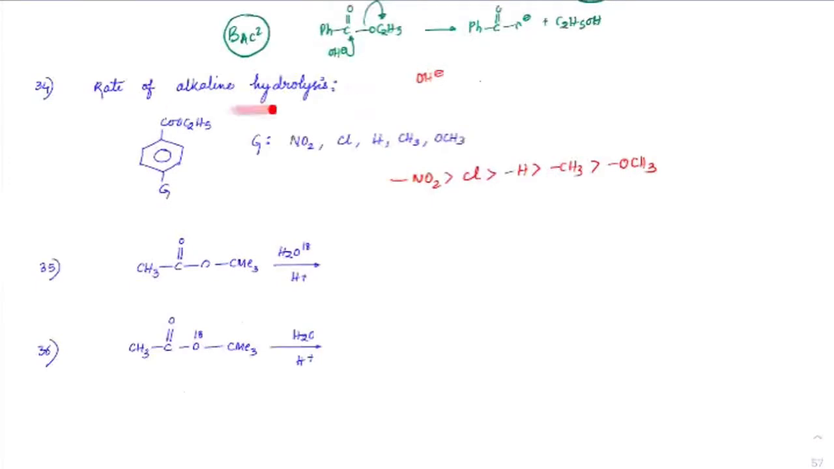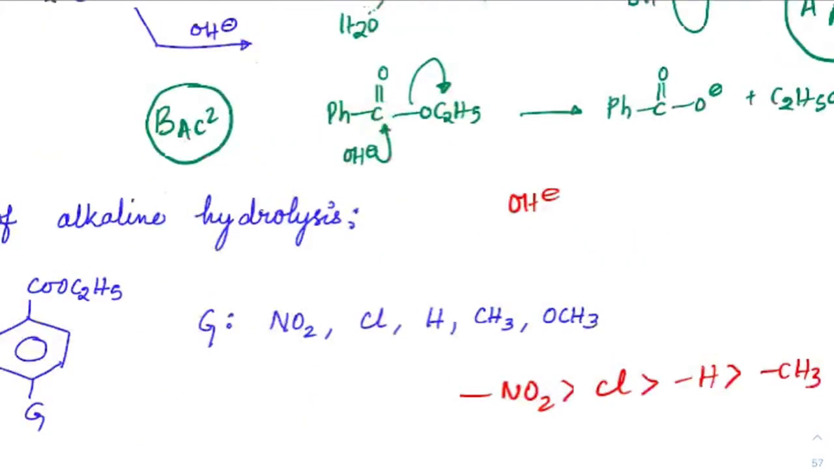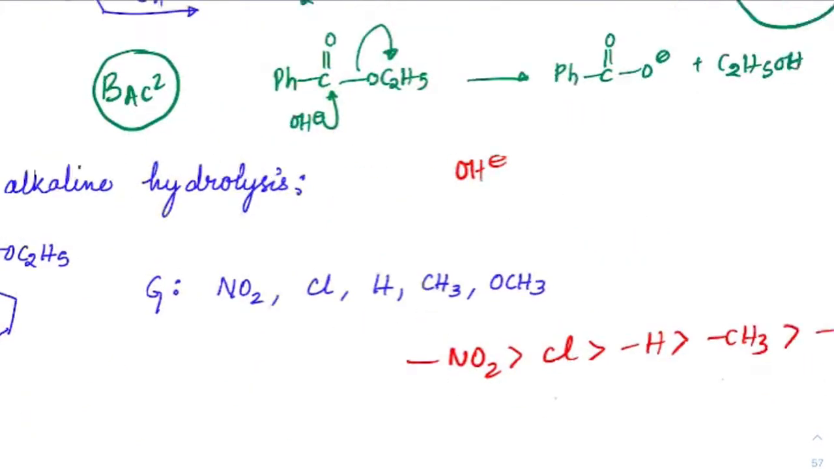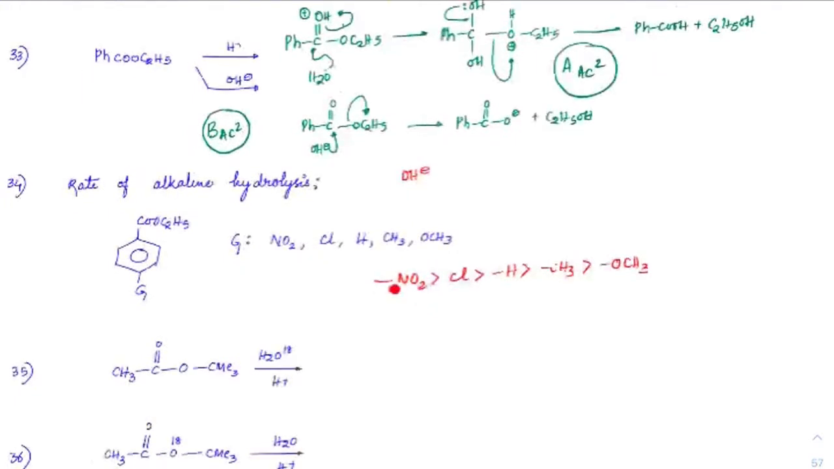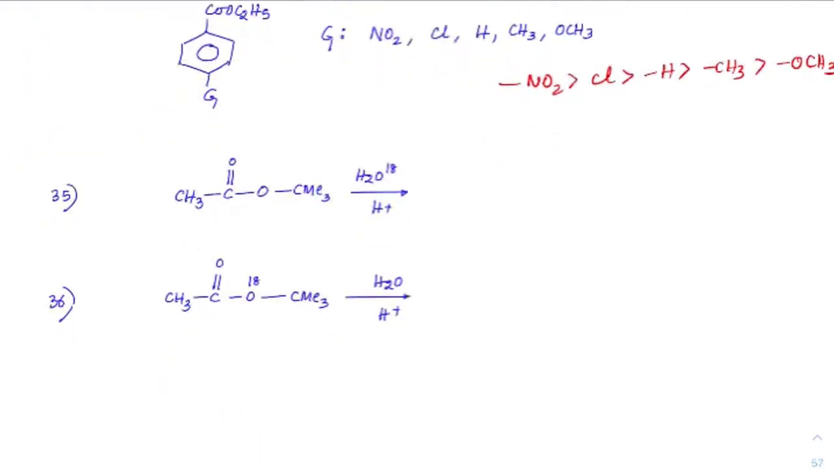In case of basic hydrolysis for esters, withdrawing groups will always help the delta positive charge on carbon. So better attack and faster rate it will be. The more the withdrawing group, the better will be the rate. These two are repeated. You guys can just do that again.